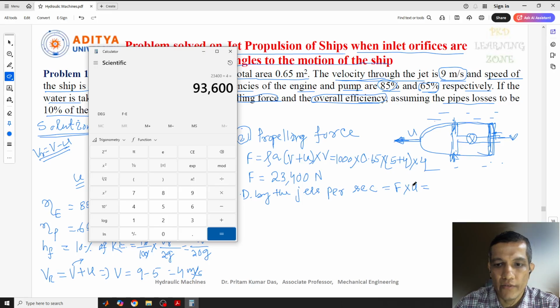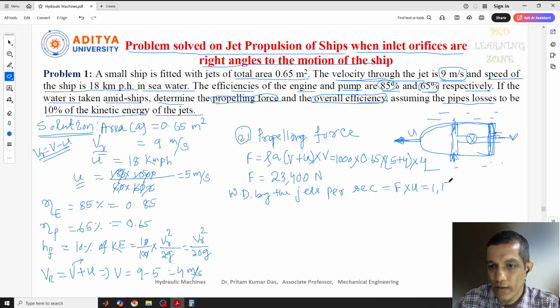Now this is the velocity here. How much is U given? 5 is given. I hope we have calculated 5. So again, I'll just add 23,400. So 1,17,000. This is Newton meter per second. This is the work done by the jet per second.